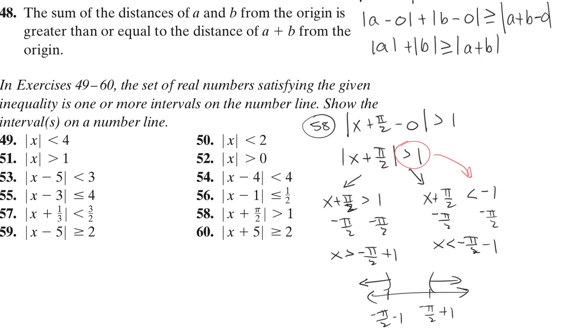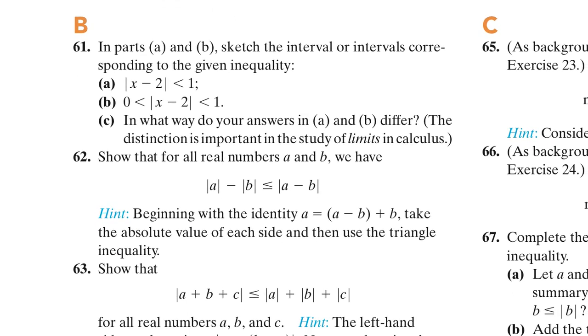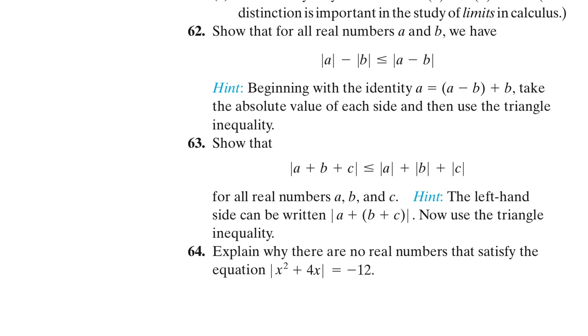Let's go on to our later problems here. This is where things get pretty exciting. Let's talk about 62. So show that for all real numbers a and b, we have the absolute value of a minus the absolute value of b is less than or equal to the absolute value of a minus b, beginning with the identity. Okay, wonderful. Take the absolute value of each side and then use the triangle inequality.